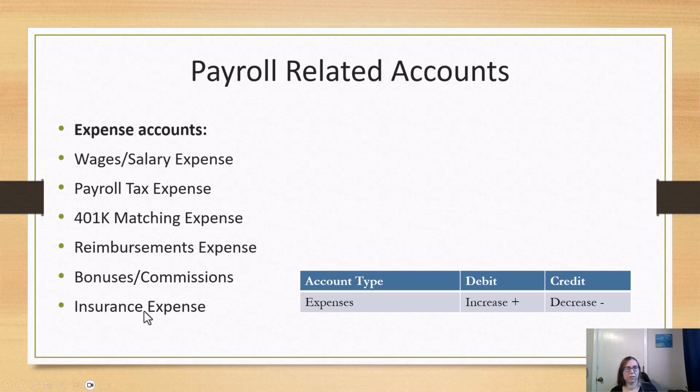And then insurance expense. This gets a little tricky because if the employee is paying expenses, for example, if the employee pays a portion of their medical insurance, that actually reduces the expense of the business because the employee is paying part of that expense. So these are going to be decreases to the expenses.